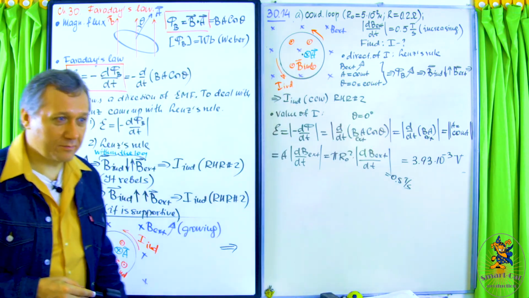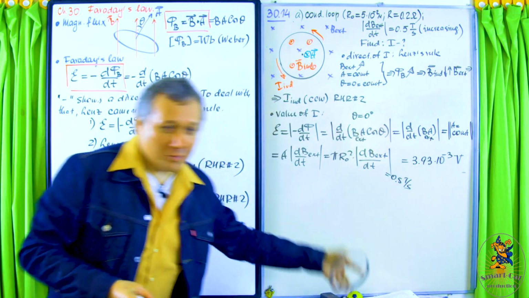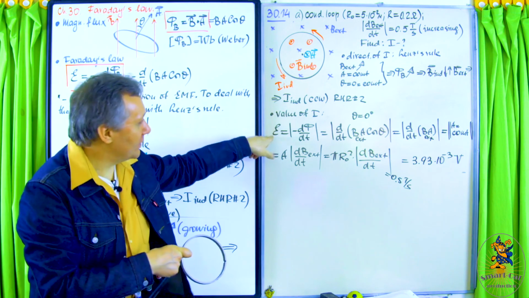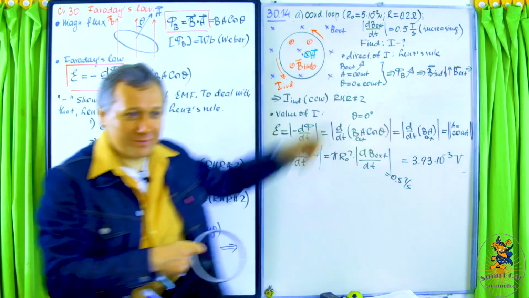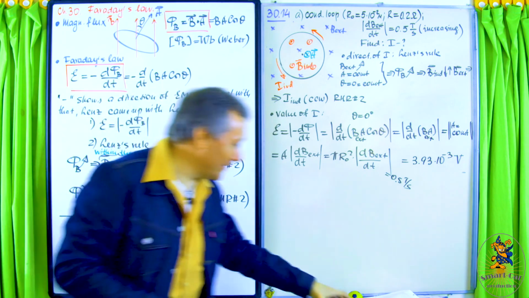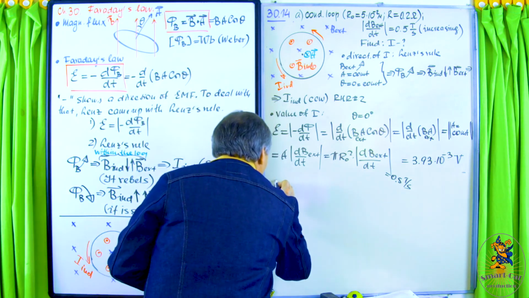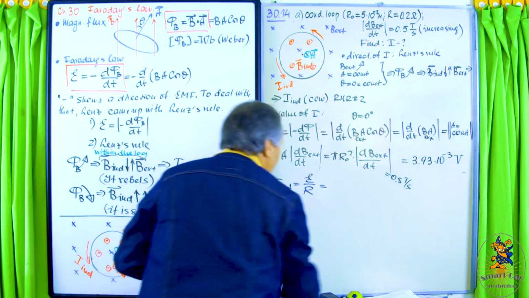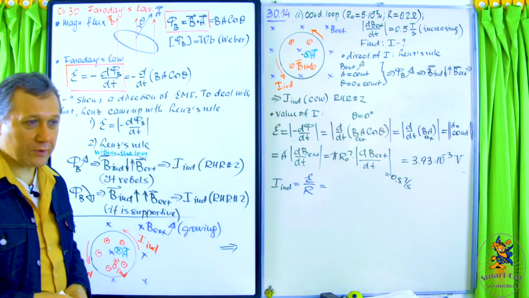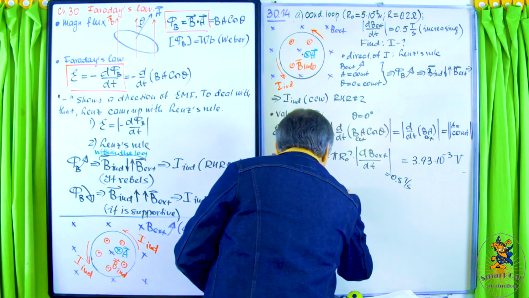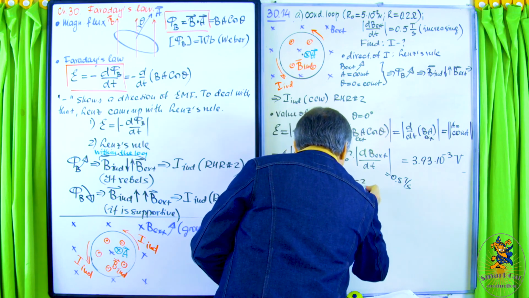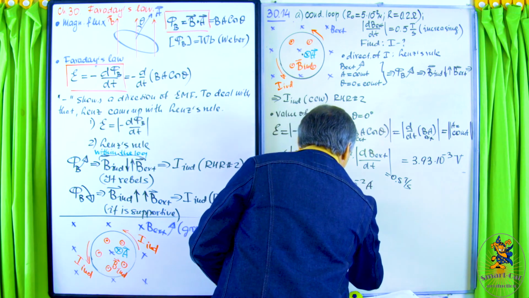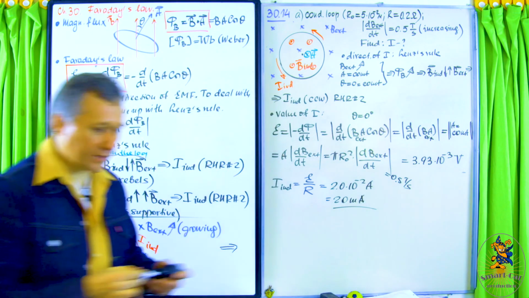How can we find the current? Ohm's law. The EMF in the whole loop we just calculated. The resistance is known. Ohm's law, banal now, right? So now the final step: I induced will be the EMF divided by the resistance. And now I will use 2 significant figures. So it's 2 times 10 to the power of minus 2 amps, or 20 milliamps. That's how it should be done.